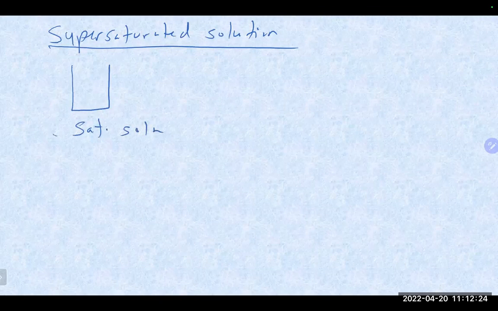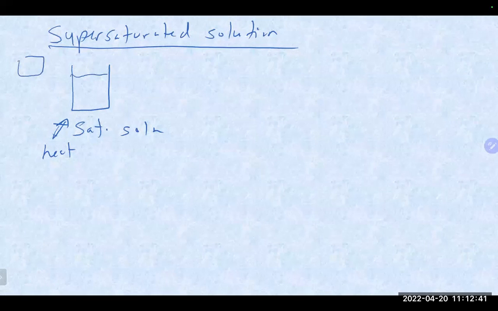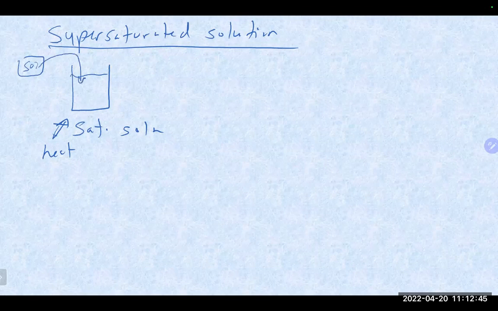And a lot of times when you're doing this, you're going to heat it up a little bit. When we heat it up, that's going to increase the solubility of whatever we're dissolving in it. By heating it up, it's going to way increase the solubility, and that's pretty much going to allow us to get a lot of that solid to dissolve.